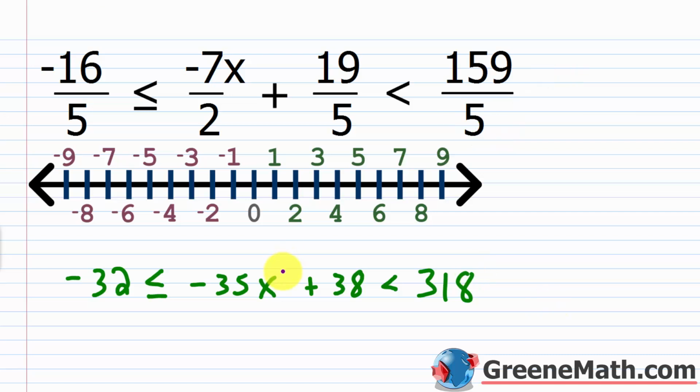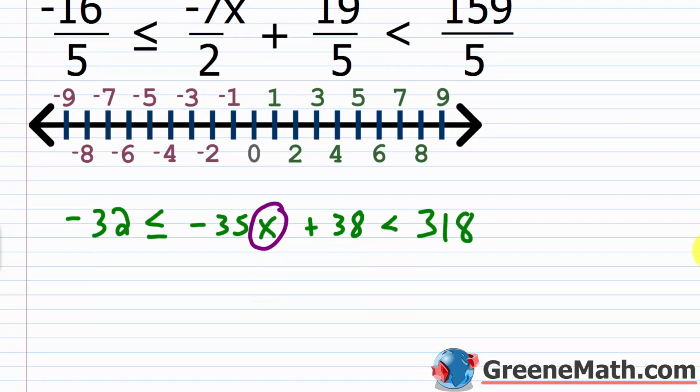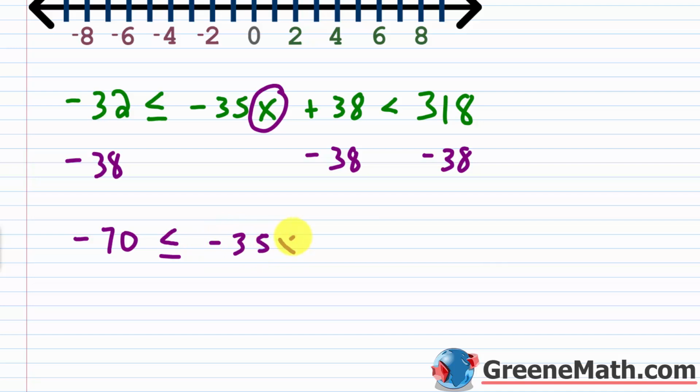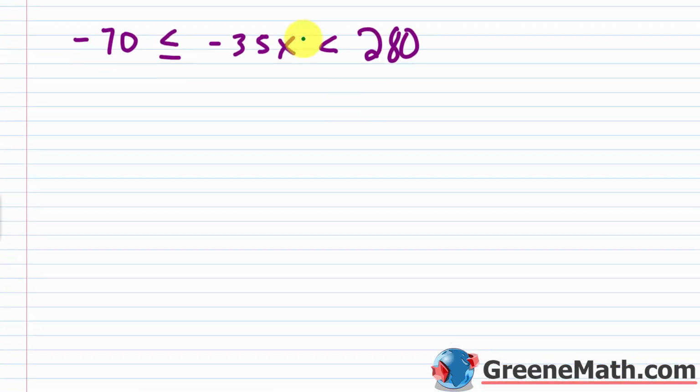I just want to isolate x in the middle. So all I need to do is start out by subtracting 38 away from each part. And negative 32 minus 38 is going to be negative 70. And this is less than or equal to negative 35x. The 38 canceled. And this is less than 318 minus 38, which is going to be 280. So now all I want to do is isolate x in the middle. So I'm going to divide each part by negative 35.